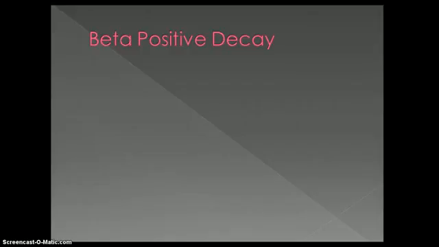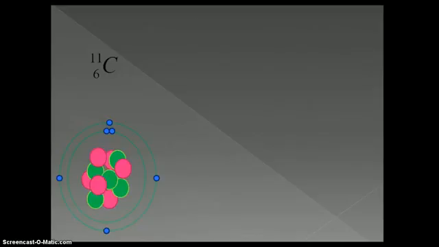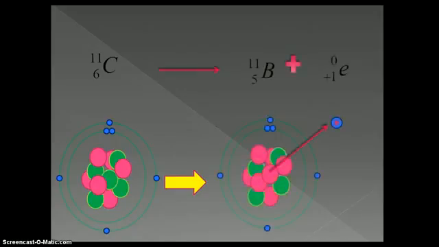Now let's talk about beta positive decay. So let's say we've got carbon, and let's say our carbon atom undergoes beta positive decay. In this case, we would get boron and a positive electron being released, or you might want to call it a positron. As you can see, we have lost a proton, which has turned into a neutron, and also a positive electron is released. Let me repeat that. A proton has been lost, yet we've gained a neutron and a positive electron has been released.